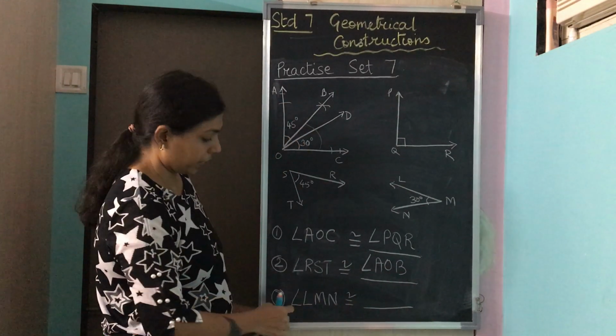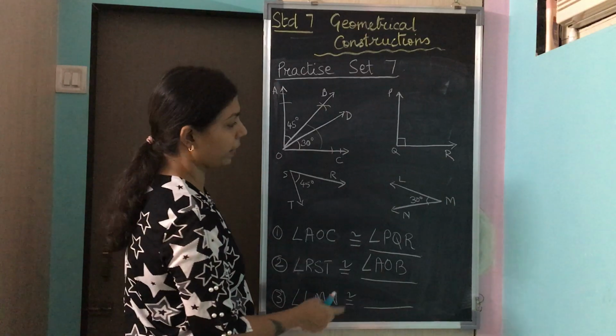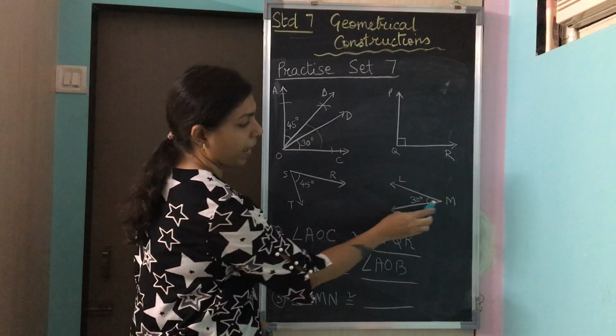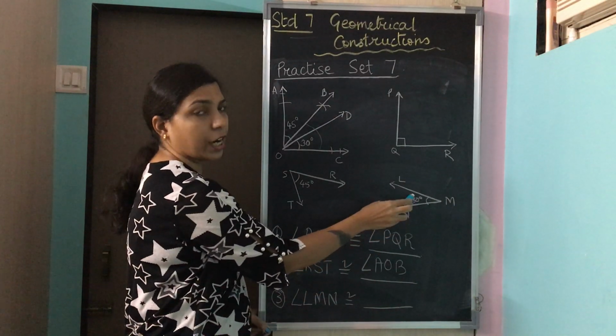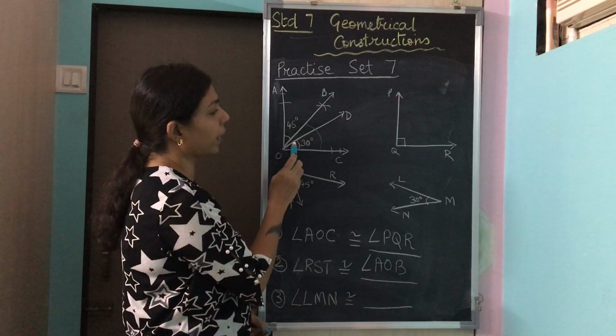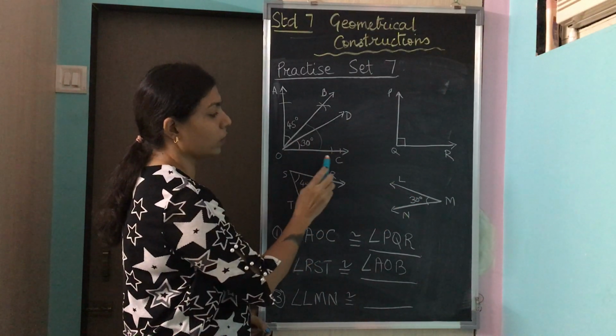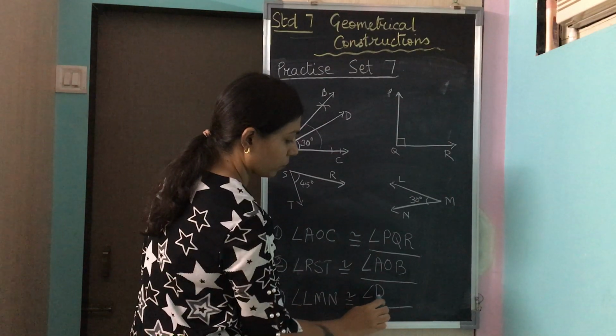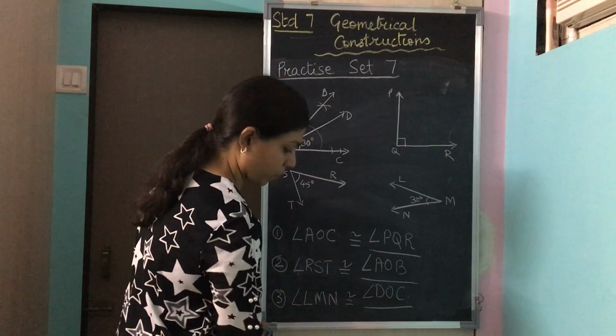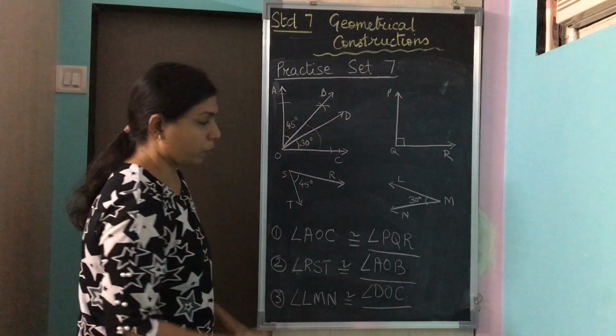And finally, you are given angle LMN, which is over here. Angle LMN, which is 30 degrees. It will be congruent to which angle? This angle over here, angle DOC. Okay, so please copy this down.